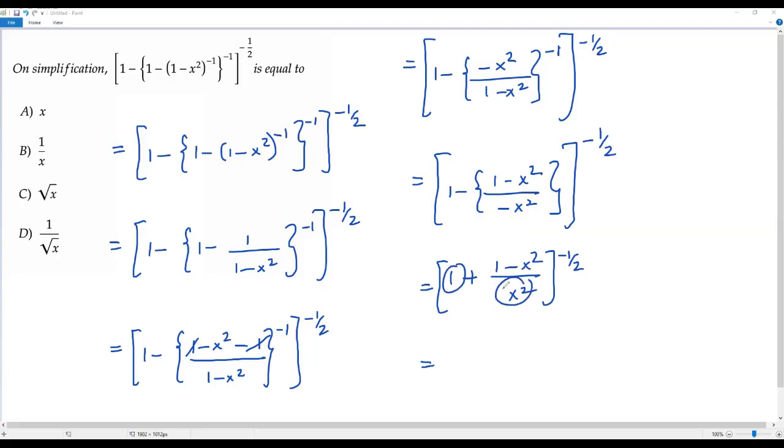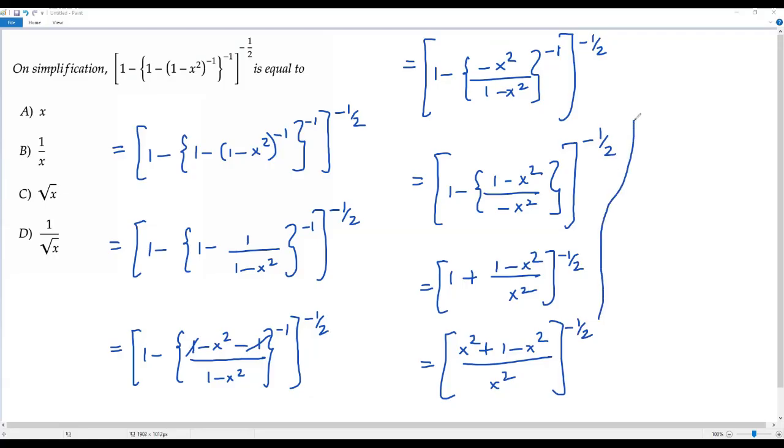1 times x² is just positive x². I'm taking this positive sign over here. Now I take the other part as it is, that is 1 − x². Now I can take x² as a common denominator, and the whole expression is raised to the power of negative 1 over 2. Here the positive x² and negative x² cancel out. Then I'm getting (1 over x²) whole to the power of negative 1 over 2.